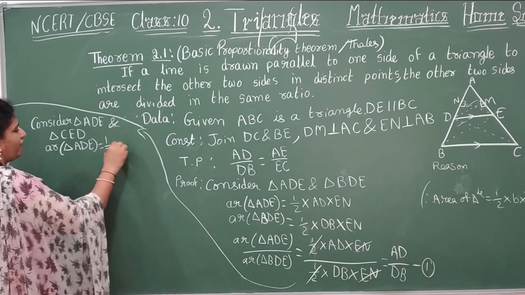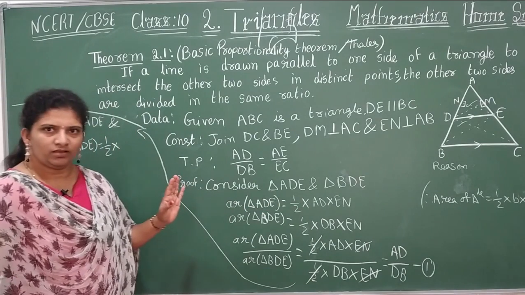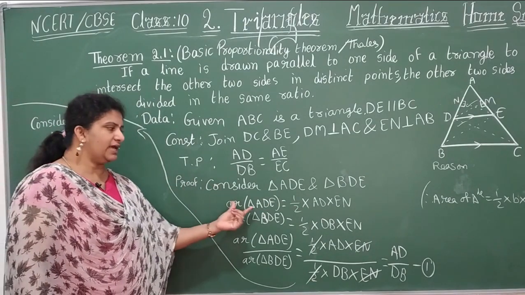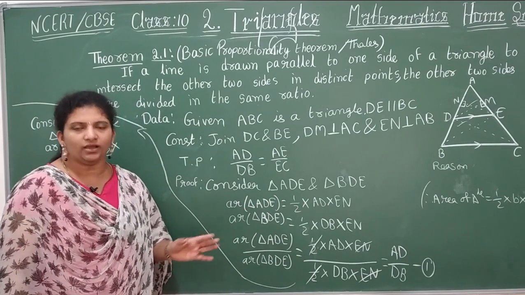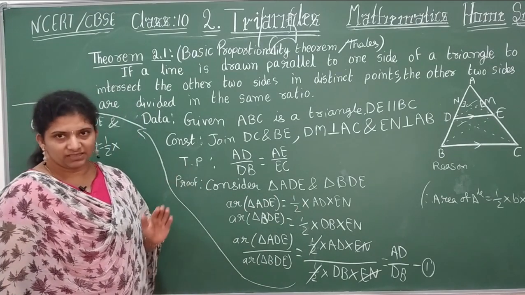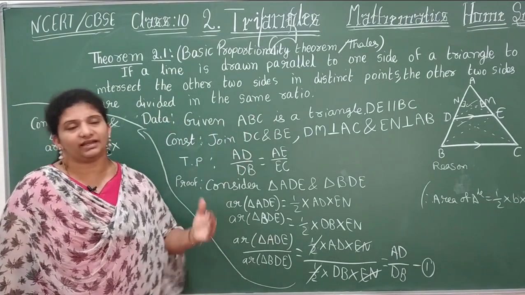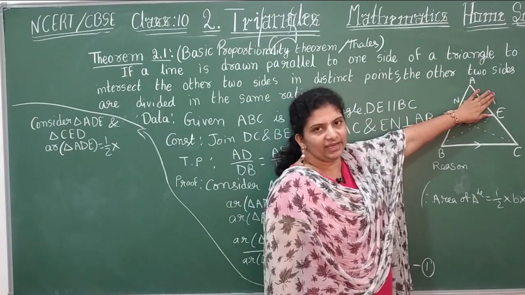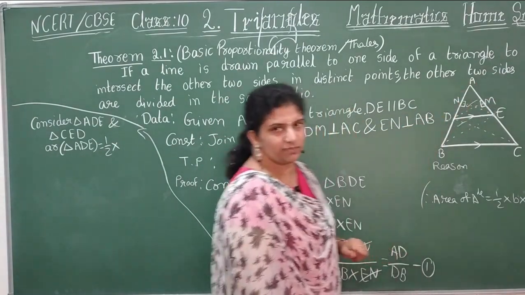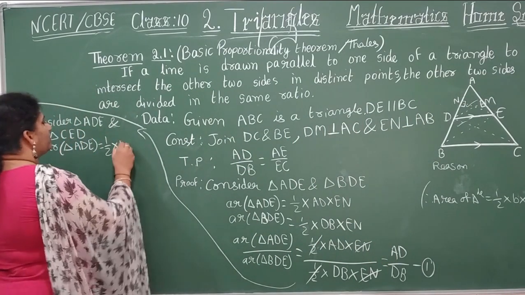Observe here, children, half into... Don't try to write AD. See here immediately, yes, already I have done triangle ADE is half into AD into EN, you might be writing. But don't do that. I am saying that you are going to consider the side towards that side, that is AC. So now when you see triangle AED, your base must be AE. What is your base? AE.